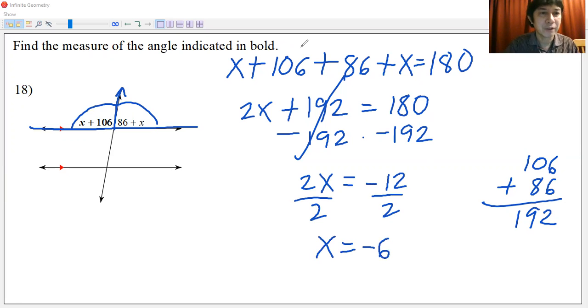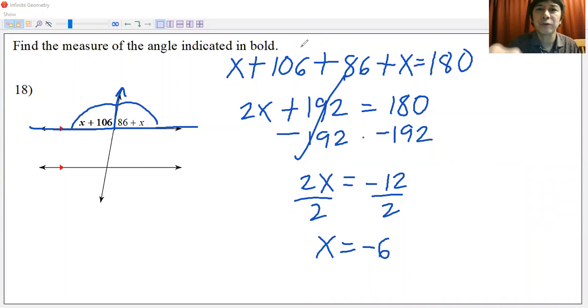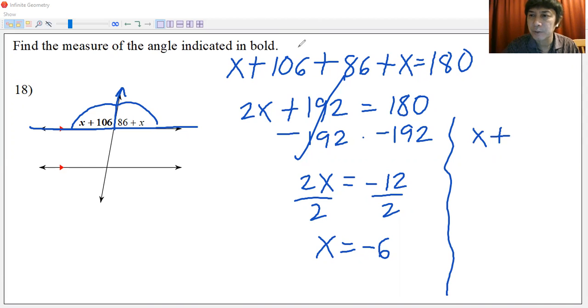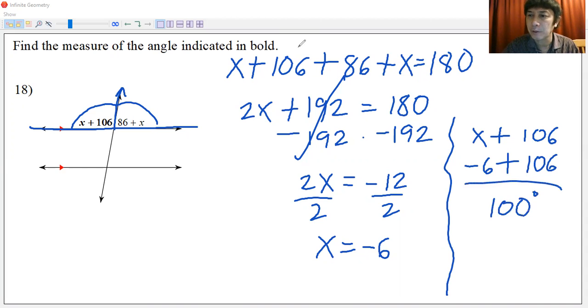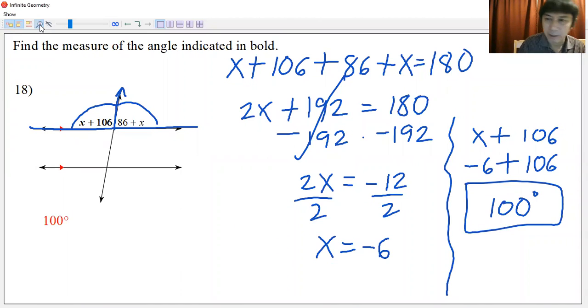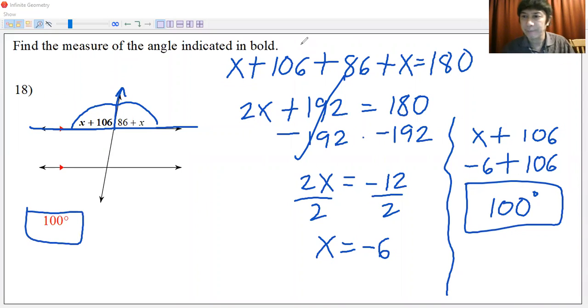Then we solve the required angle. We shall remove the scratch there. We're after the measure of the angle indicated in bold letters. We shall have x plus 106. The x happens to be negative 6, plus 106. That clearly is 100 degrees. We check and verify. It's 100 degrees, and that's the answer.